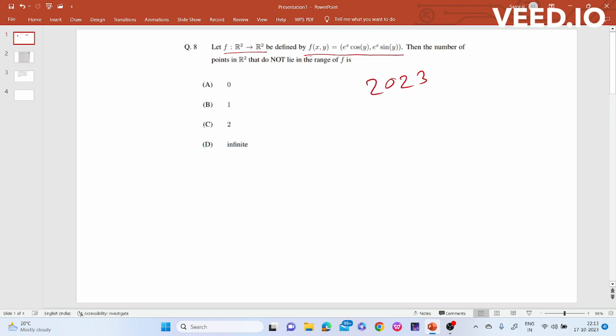If the range of this function does not contain only one point, then the answer will be B. And if the range does not contain 2 points, then the answer will be 2. And if the function does not include infinitely many points in its range, then the answer will be infinite. So what can we say about the range of this function? Let us study the range of this function. Let us go to the solution.